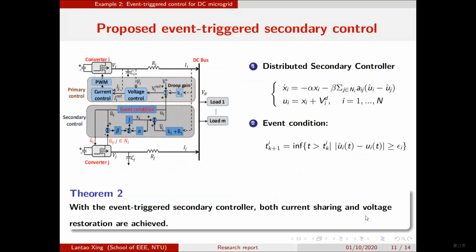Then we extend the above algorithm to the event-triggered control framework. And we design an event condition here. And this is a controller. And again, we can show that this new controller, this event-triggered controller, can also guarantee the control objectives.